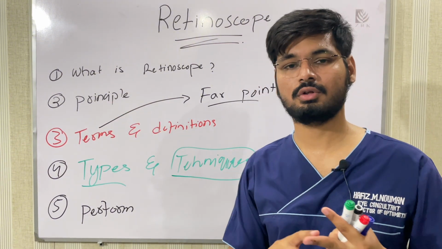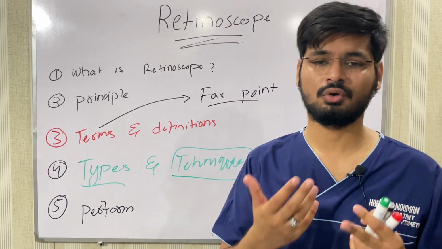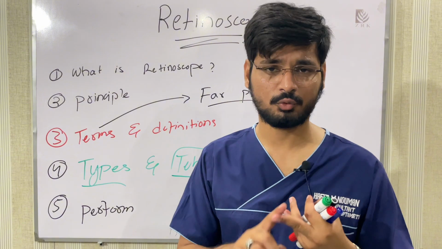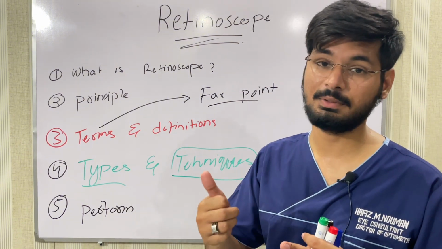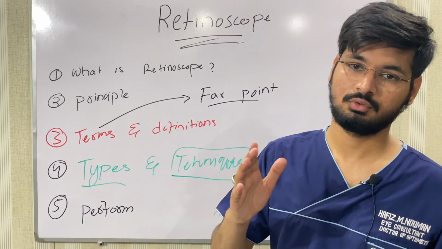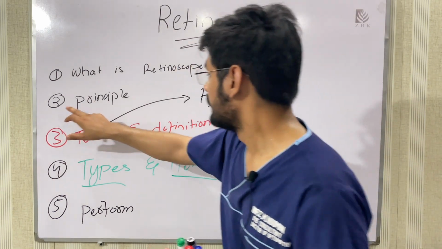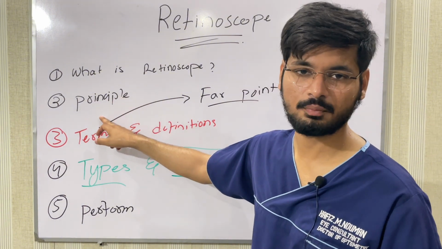If you learn about the ophthalmoscope, the slit lamp, or any other instrument in optometry, then it is very important to first learn about the principle of that instrument. Then your concept will be polished. Okay, so we will discuss its principle, the principle on which retinoscopy works.